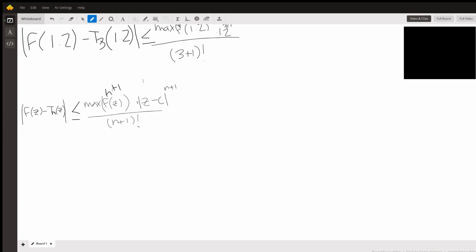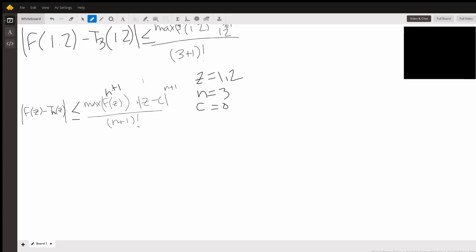A couple things to notate. z is the value that we're trying to find the error for specifically. So in this case, z equals 1.2. n is the degree of the Taylor polynomial. In this case, the Taylor polynomial has degree 3. And then c is our center. In this case, c is 0. If it doesn't tell us the center, we can assume the center is 0.